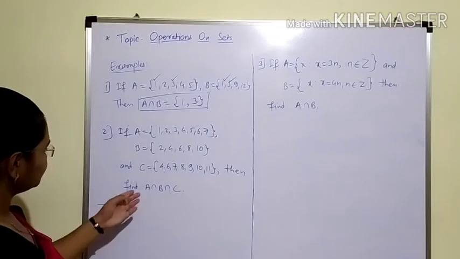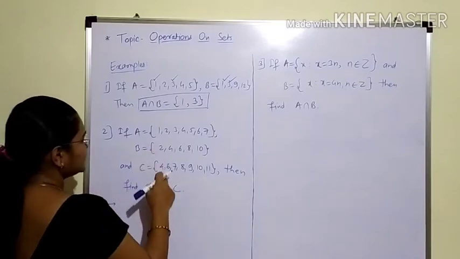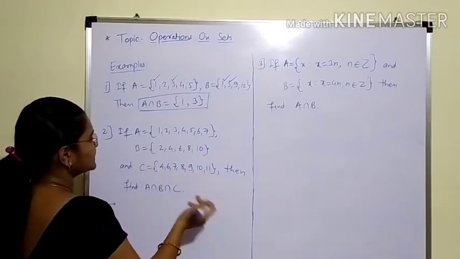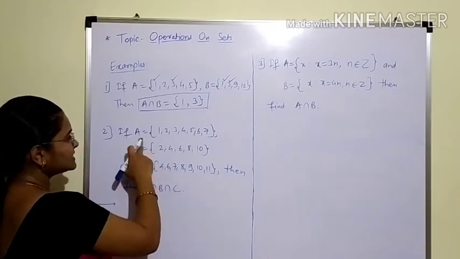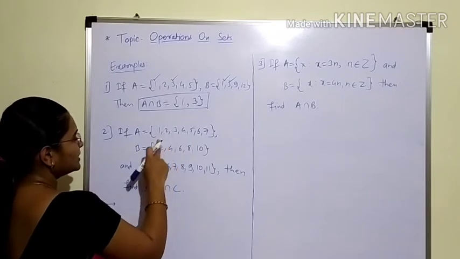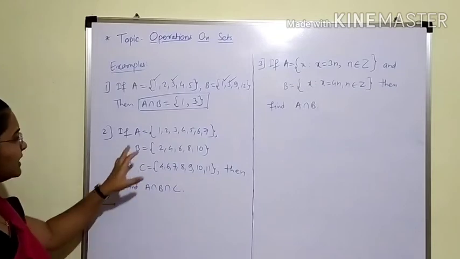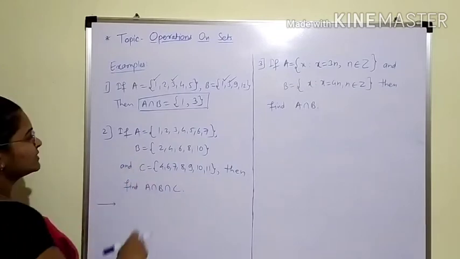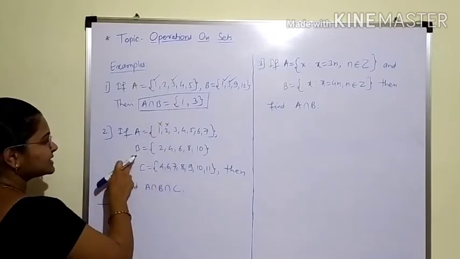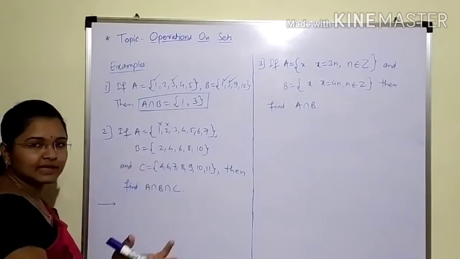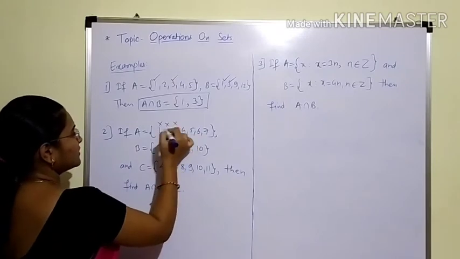Now students, we have to find the intersection of three sets. So we'll see which elements are common in all three sets. Element 1 is not there in all, only set A has 1. For 2, set B and set A have it in common, but set C does not. So we'll not take 1 and 2. Then we'll go for 3. Set B has all elements as multiples of 2, so 3 cannot be there, and here also 3 is not there, so we'll not take 3.